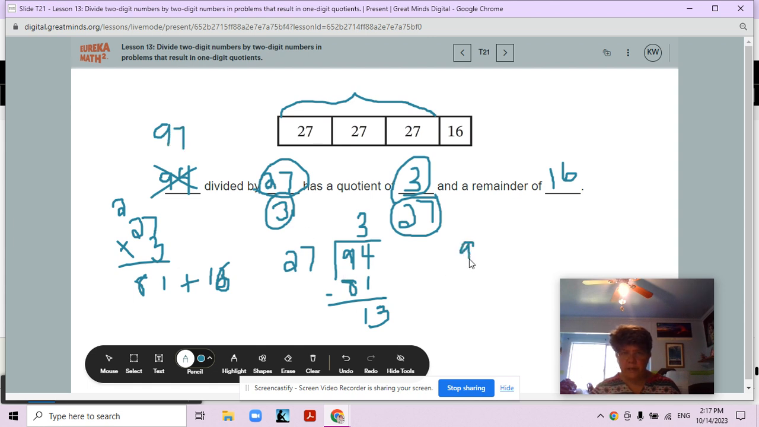Everybody makes mistakes. 97 divided by 27. 27 times 3 is 81. 97 minus 81 is 16. Okay, very good. All right, so these little puzzles help us to understand the parts of division and how they work together. All right, and in the next video, we're going to work a little bit on word problems, which will be on page 107, and I'll see you then.